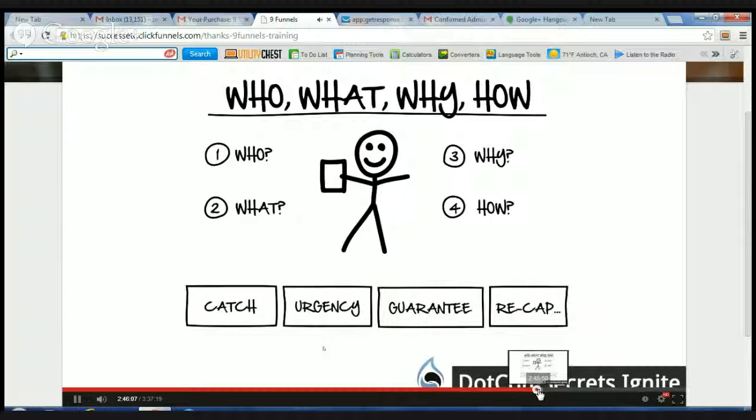So if you want it right now, you need to get it today. Has some urgency. Guarantee: if you don't like this book for whatever reason, ship it back to me. I won't charge you a penny. And then recap the offer.